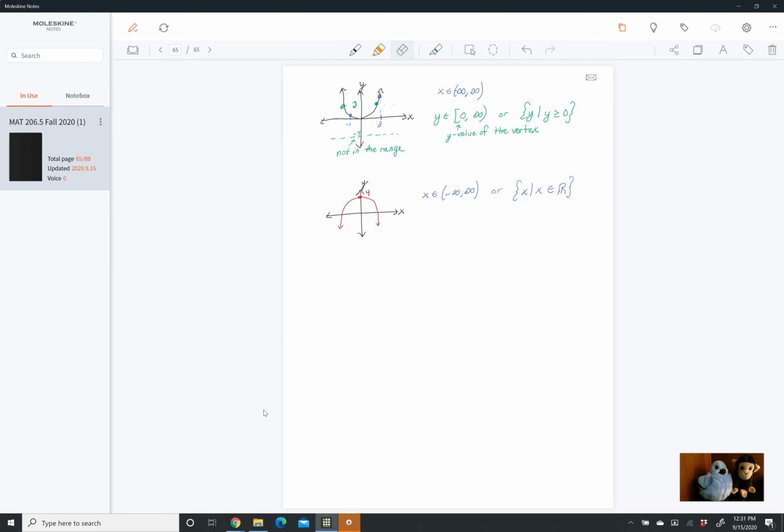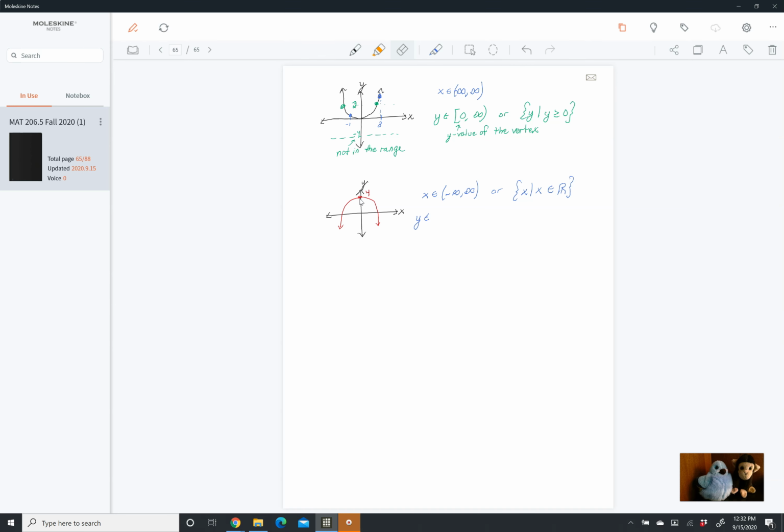Okay, and then we have our range. So what's our range? Well, any horizontal line that's below the vertex, because this is a parabola that faces down, is going to go through the graph. So our range is anything below 4 or at 4, right? If we drew a horizontal line through 4, it's going to hit the graph exactly at the vertex.